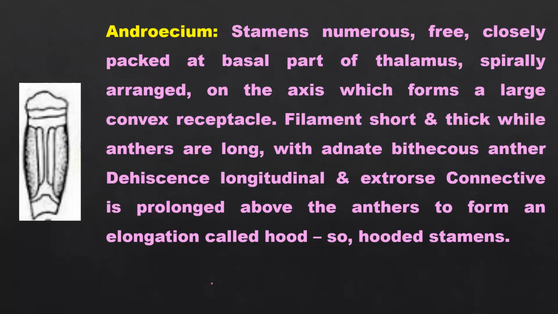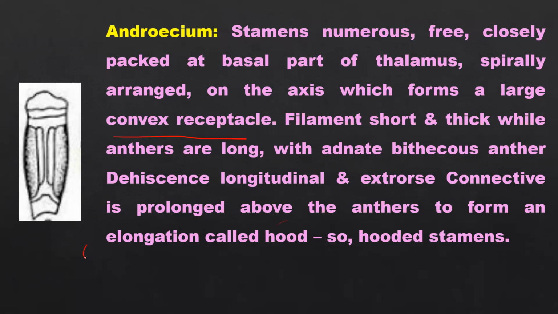Now we'll come to the essential whorls. Androecium. Stamens are numerous. They are free, closely packed at the basal part of the thalamus. They are spirally arranged on the axis, which forms a convex receptacle. Okay. Filaments are short and thick.